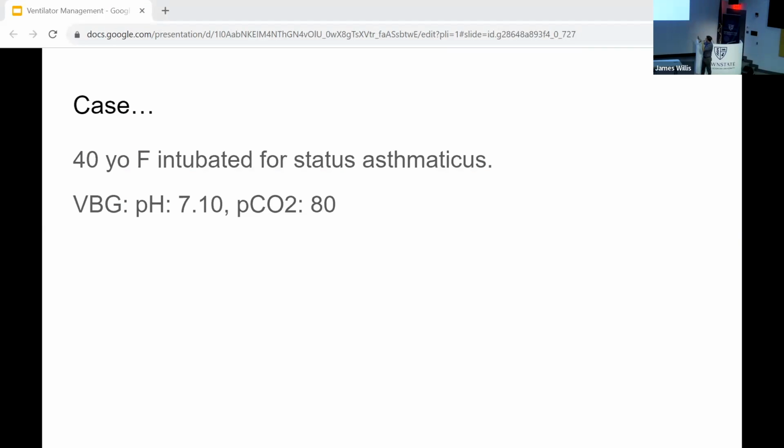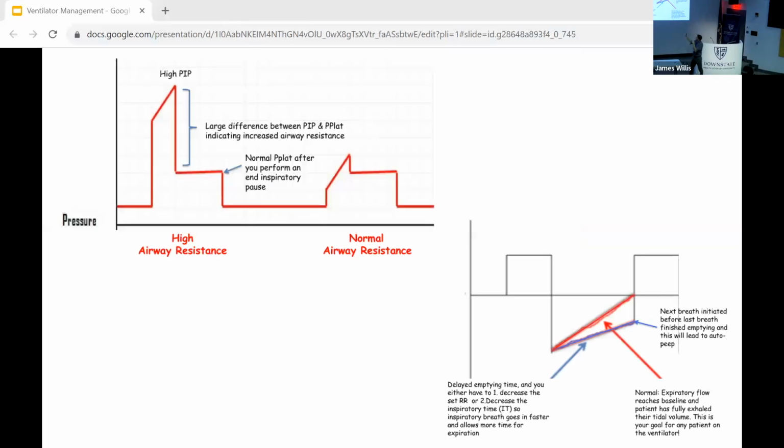40-year-old female, intubated for status asthmaticus. This doesn't happen very often anymore. pH post-intubation is 7.1, PCO2 is 80. With asthma, we're trying to do everything to avoid intubating the patient. Rarely, it's a must. And here, the issue is not necessarily with the lungs themselves. The compliance may actually be increased, but the airways themselves.